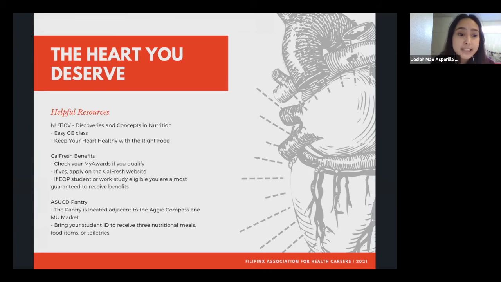Next is the ASUCD pantry. The pantry is located adjacent to the Aggie Campus and MU Market. You just bring your student ID to receive 3 nutritional meals, food items, or toiletries. The ASUCD pantry is actually open during this pandemic, and they've been providing so many resources for students who need some food. They also provide menstrual products, I believe. So I highly recommend that you check this place out.